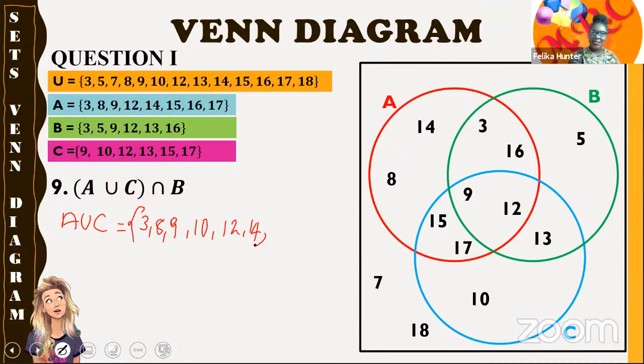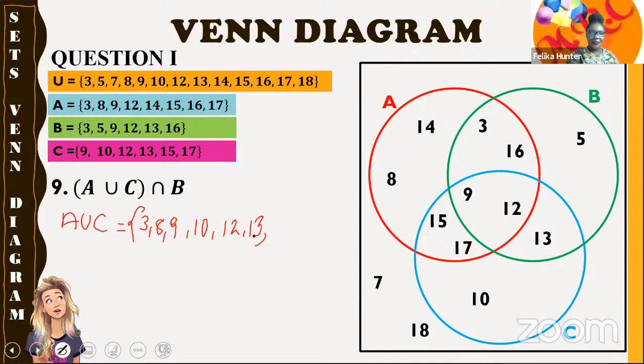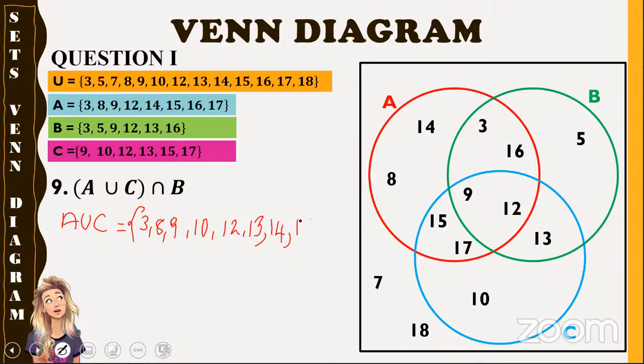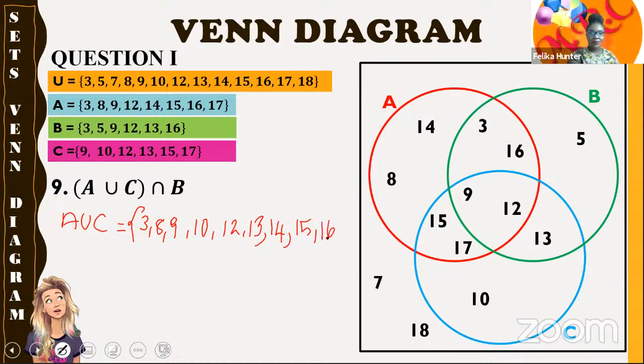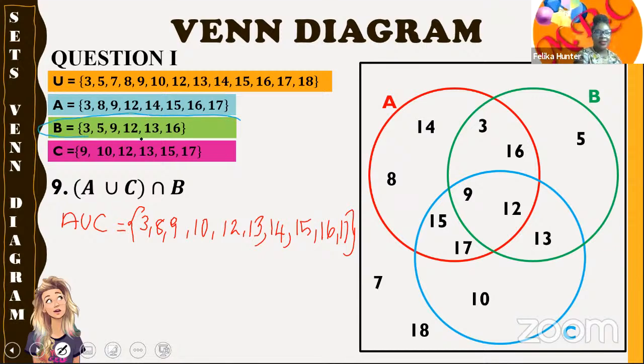Hold on, A union C. We missed a number there. Is it 13? Yes, good. 14, 15, good. 16. 17. Well done. All right, what do we do from here? Find everything that is in B. We have it up here already, so it's everything in B, and then we're using this set.